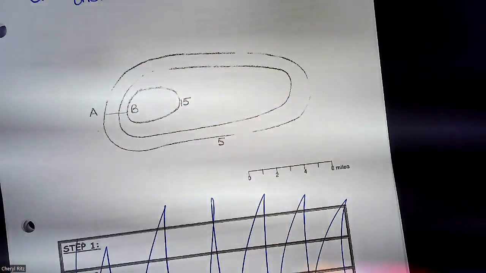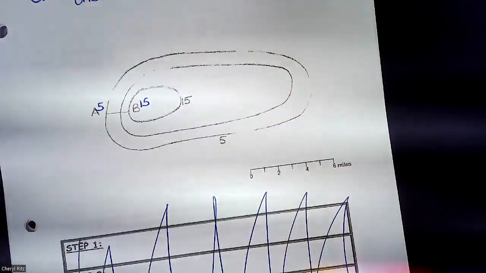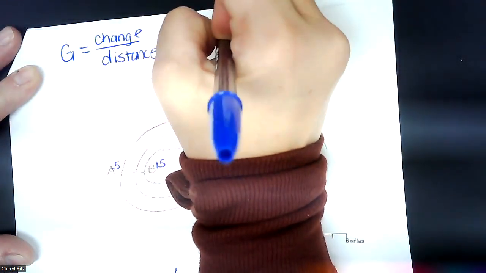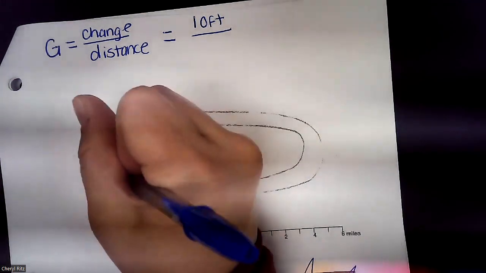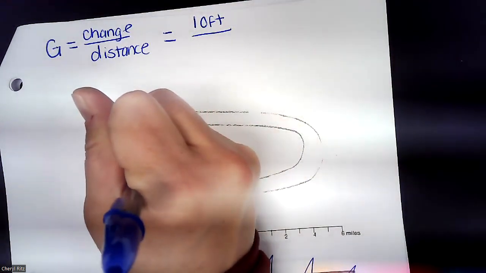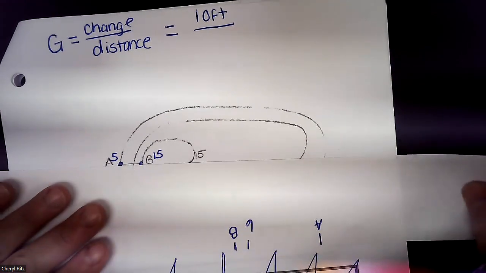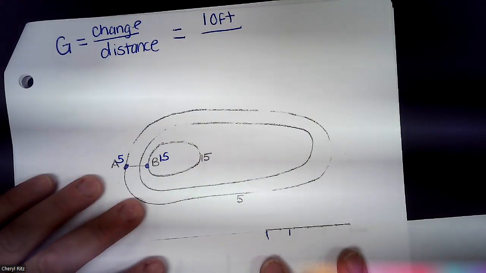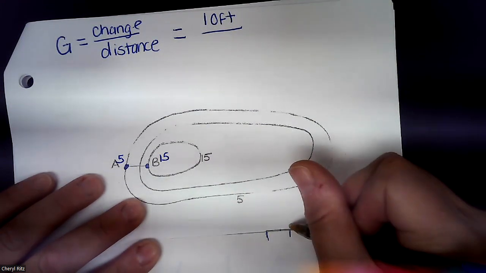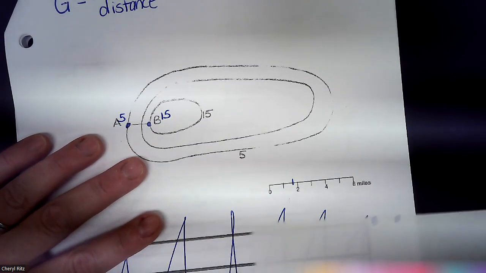What was B's value? 15. What was A's value? 5. So how much did they change? 10 feet. Now, walking around, I saw a bunch of different answers for the distance, and I understand why. I intended for the dots to be right on the line for A and right on the line for B. If yours were slightly different than that, that's why you're going to get different miles. It is important that you do the estimating. Mine looks like it came out to be just before 2 miles.